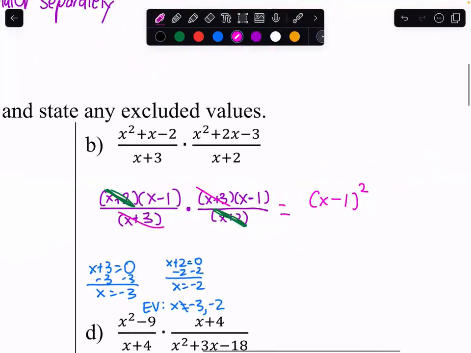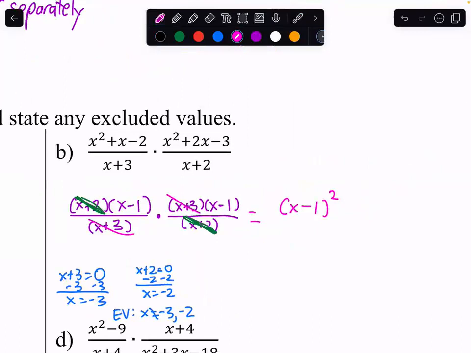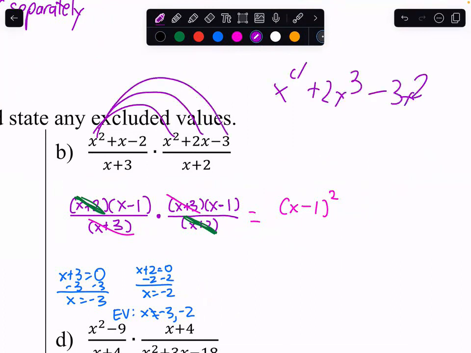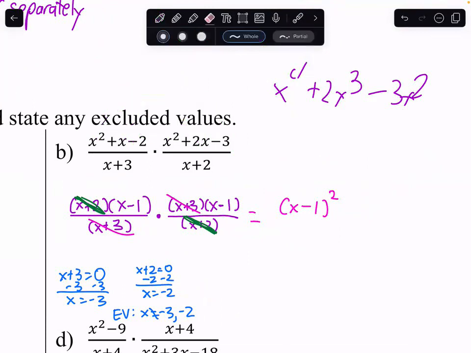If you did not factor first, if you jump straight into the multiplication, this is x to the 4th, this is plus 2x cubed, this is minus 3x squared, and then you have to do 9 total multiplications, and you're left with an x to the 4th, which we don't want to work with. So again, don't jump straight into multiplying. Make sure you factor first.